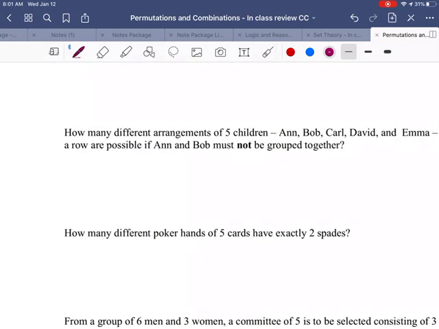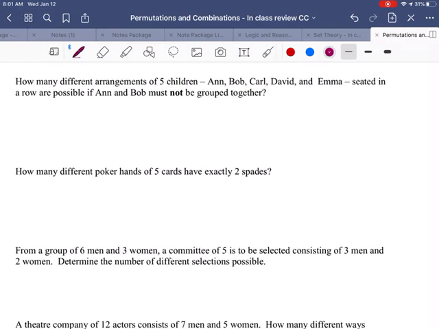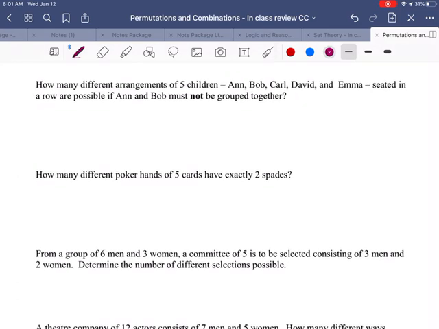How many different arrangements of 5 children seated in a row if Anne and Bob must not be grouped together? So this one's a not grouped together. So the total ways to arrange the 5 kids is 5 factorial. And the ways to keep A and B together is going to be 4 factorial times 2 factorial. So what we do is 5 factorial minus the ways that they are together, and you end up with 72 different ways.